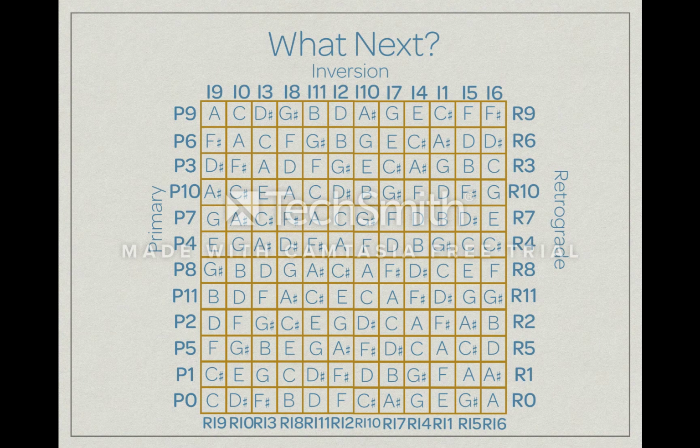It's important to note the names of the retrograde rows. They keep the same name as the primary or regular inversion row on the opposite side of the matrix. For example, the retrograde beginning on F sharp is called R9 because its associated primary row begins on A. Similarly, the retrograde inversion beginning on C will be called Ri9 because its associated inversion begins on A.